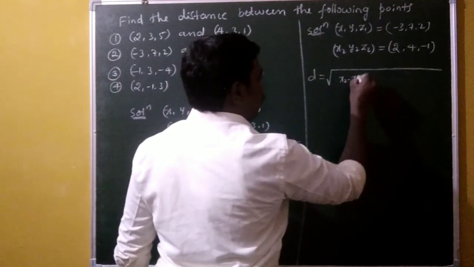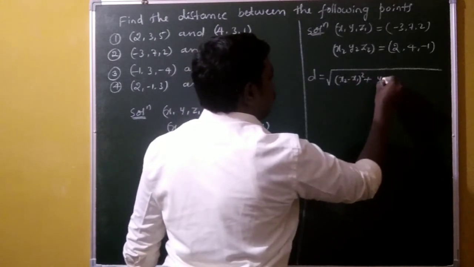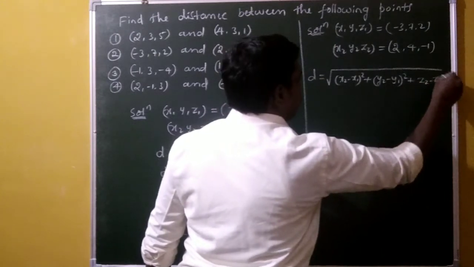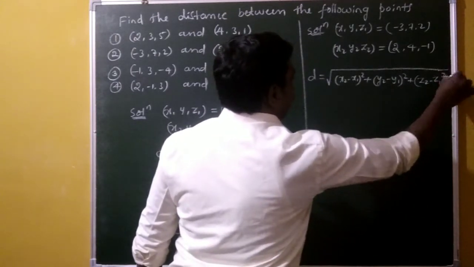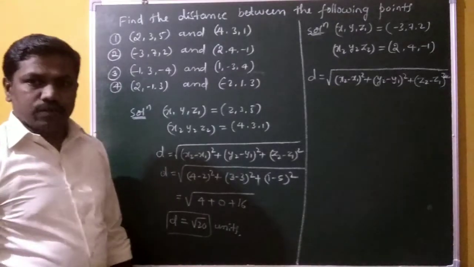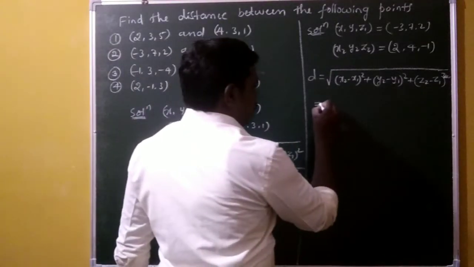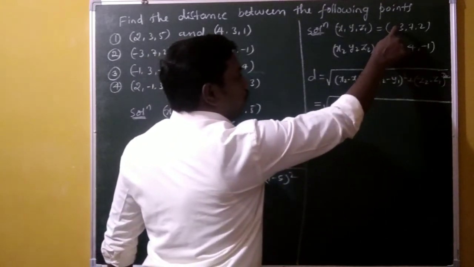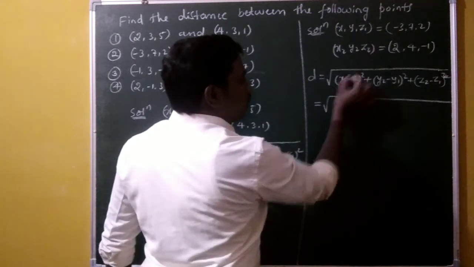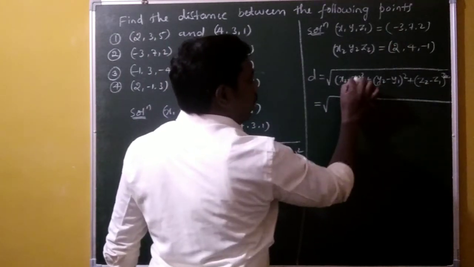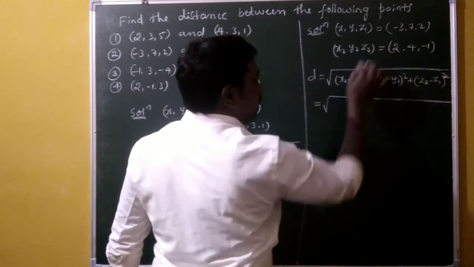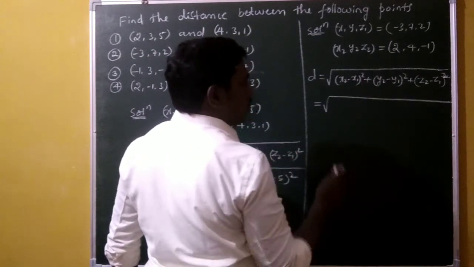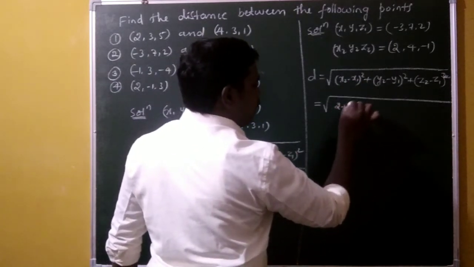x2 minus x1 whole square plus y2 minus y1 whole square plus z2 minus z1 whole square. So just plug in the values of x1, y1, x2, y2. Right. So square root of x2 minus x1, 2 minus of minus 3. x2 is 2, and the minus is there in the formula. So the x1 coordinate is negative, and negative into negative is positive. So 2 plus 3 whole square.